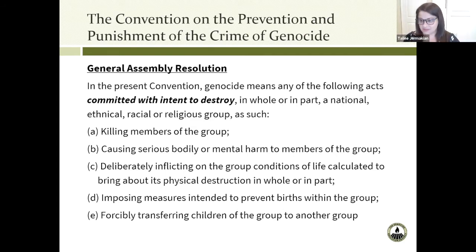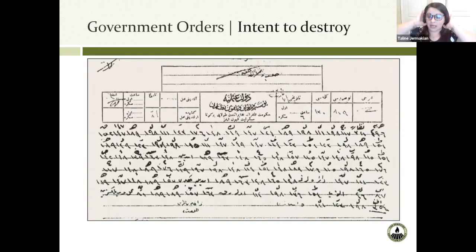So how do we show intent to our students using the Armenian case? We have some primary source documents. This is a government order from Talat Pasha. Talat Pasha was the interior minister of the Ottoman Empire during that time.